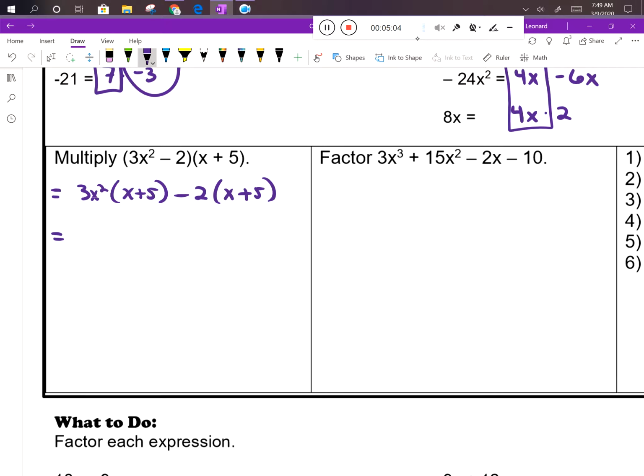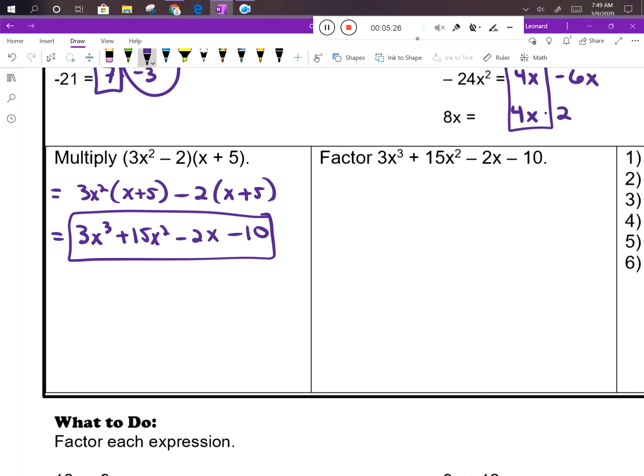Then we can do each of those two distributions. So 3x squared times x is 3x cubed. 3x squared times 5 is plus 15x squared. Negative 2 times x is negative 2x, and negative 2 times 5 is negative 10. We check and we see that there aren't any like terms, so that cubic polynomial in 4 terms is the result to that multiplication problem.